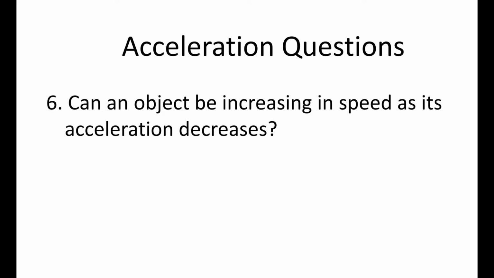Can an object be increasing its speed as its acceleration decreases? Yes. So an example of that would be, let's say it's moving at 10 meters per second, has an acceleration of 5 meters per second squared. After 1 second, it's going to be going 15 meters per second, but the acceleration could have dropped to 2 meters per second squared. And after another second, it'd be going 17 meters per second. The acceleration could have dropped to 1 meter per second squared. So the velocity keeps going up, the acceleration keeps going down. Does that make sense to everybody?